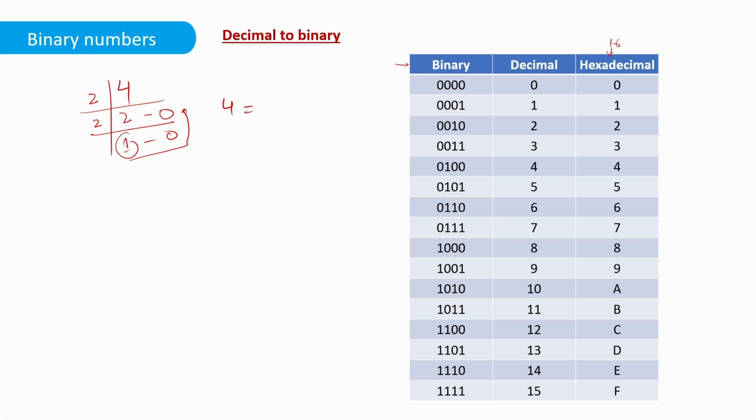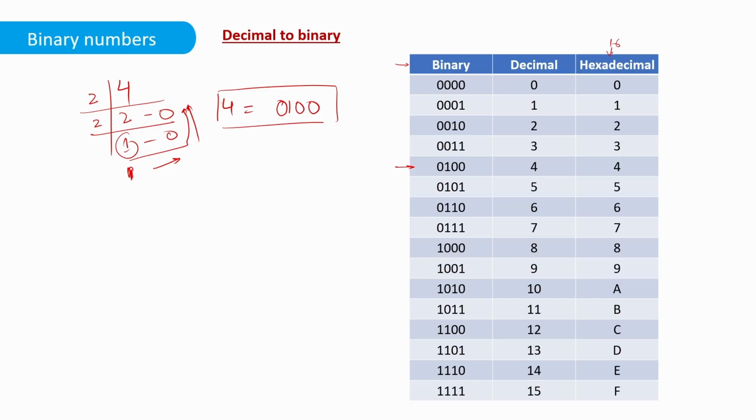So how are we going to write this? Starting from this digit, we will write 1, 0, and then we move upwards, so it becomes 0. So 4 in binary number is actually 1, 0, 0. This is not one hundred, this is 1, 0, 0. Here I have written these 4 digits, so we can simply add 0 over here, so it does not change anything. So 4 is converted to 0, 1, 0, 0, as we can see over here.